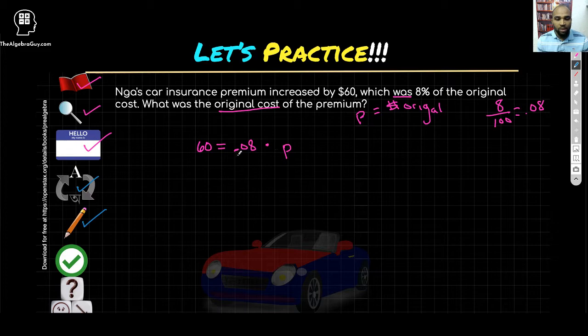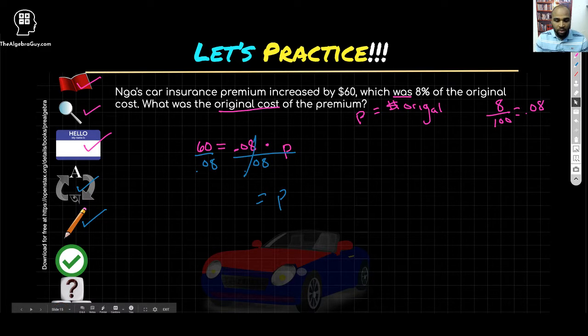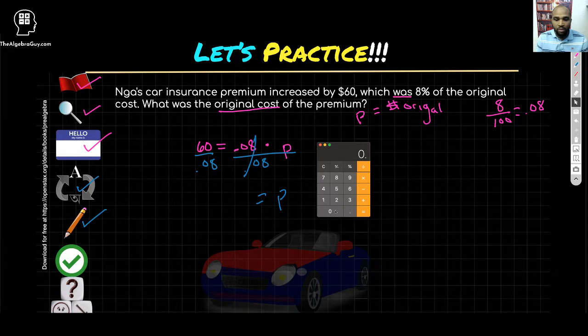We got to get P by itself. So we're going to divide both sides by 0.08. Divide that by 0.08. Those cancel out. Now I end up with P equals 60 divided by 0.08. What is 60 divided by 0.08? My calculator is going to tell me 750. All right, so 750.